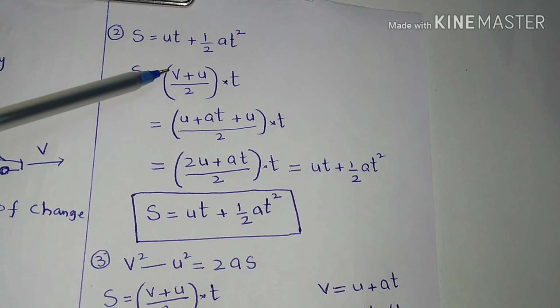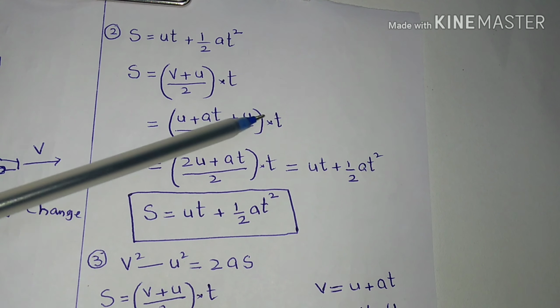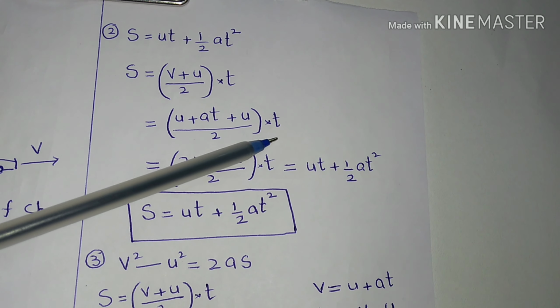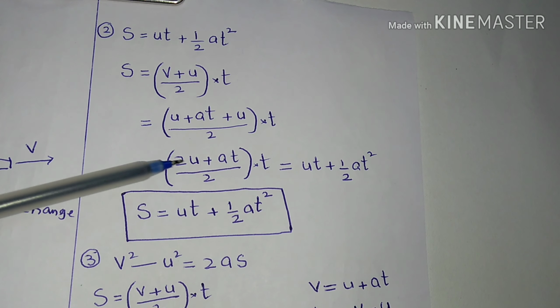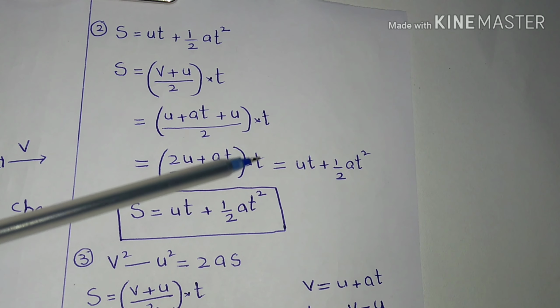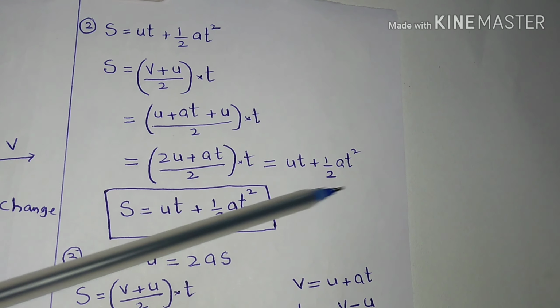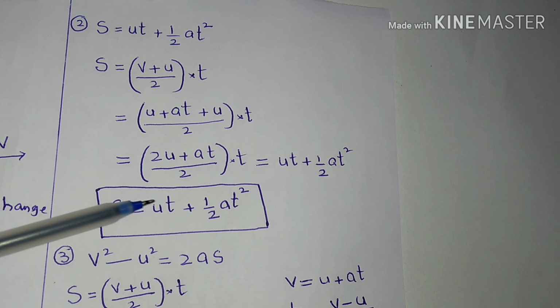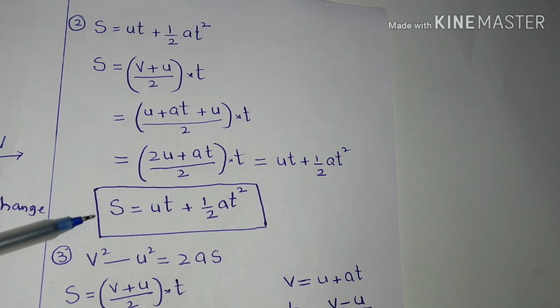Now I am substituting v equal to u plus at, plus u, divided by 2, into time t. Okay? Now you simplify it. U plus u, 2u, plus AT, divided by 2, into time t. Now you open this bracket, you will get ut plus half AT square. S is equal to ut plus half AT square. This is the second kinematic equation. Okay.